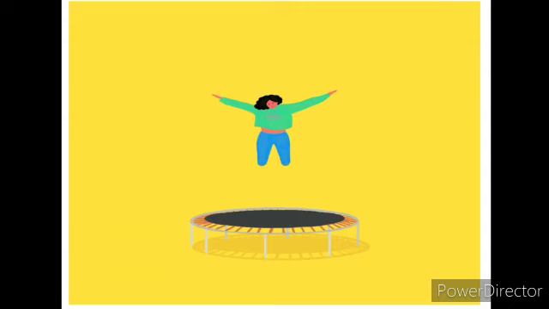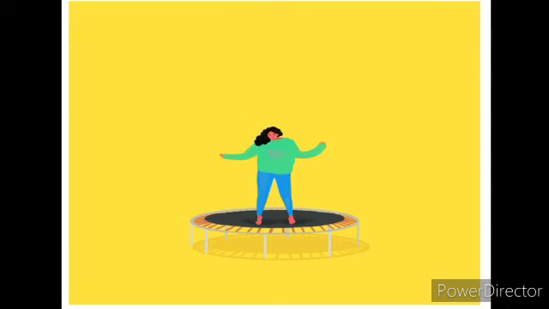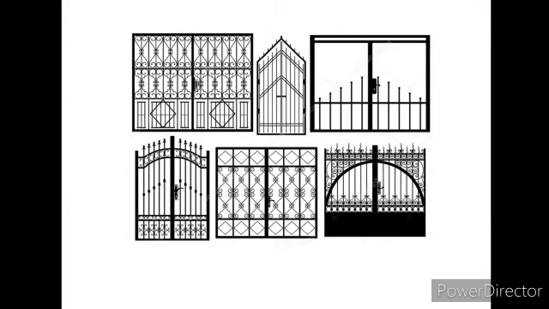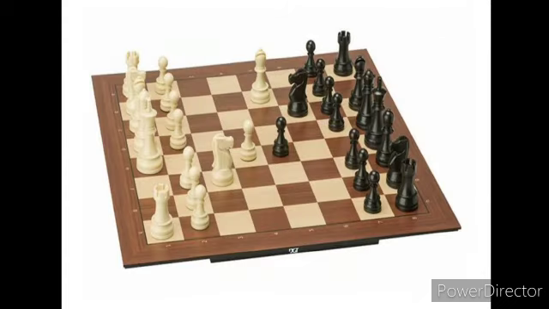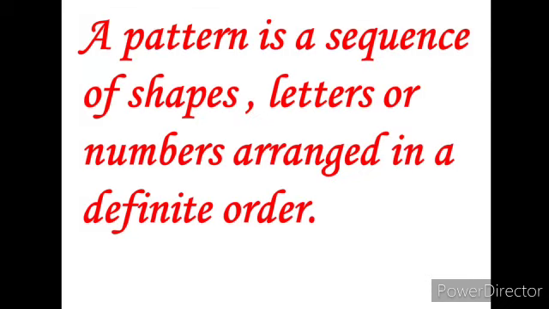We see many patterns around us that occur in a periodic fashion, like grills, tiles, chessboard, etc. Now, we can learn the definition of pattern. A pattern is a sequence of shapes, letters, or numbers arranged in a definite order.